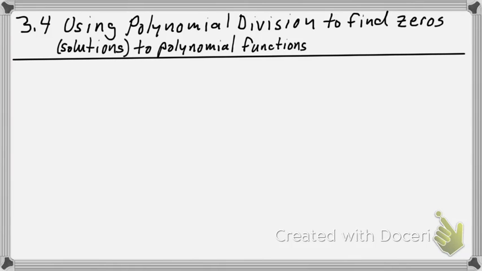This is our class notes from 3.4, and we're using polynomial division to find the zeros or solutions to polynomial functions.